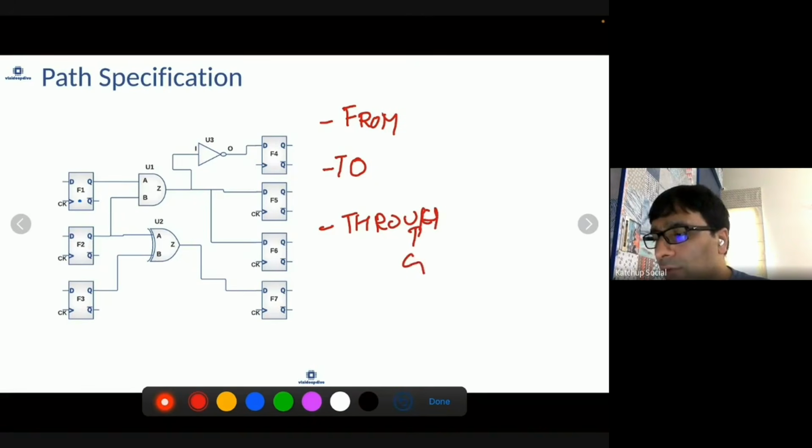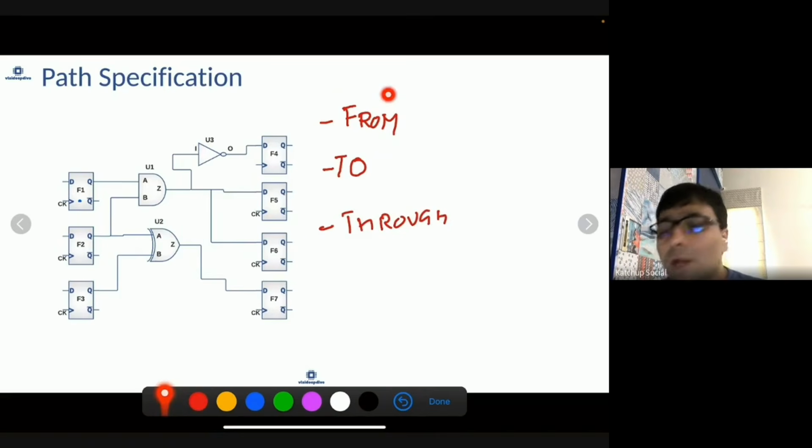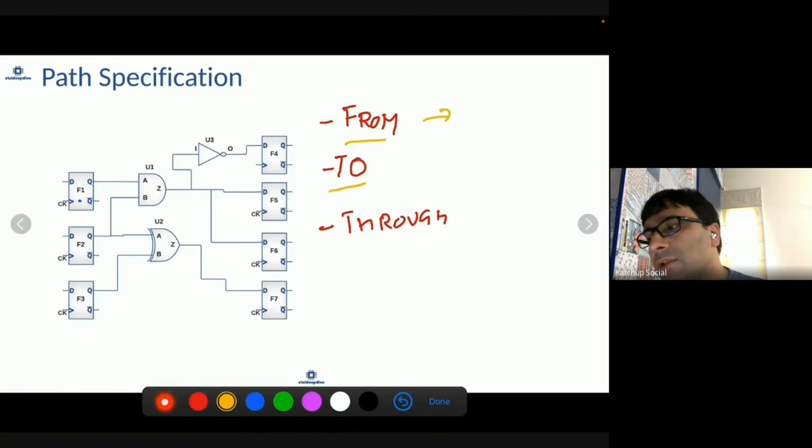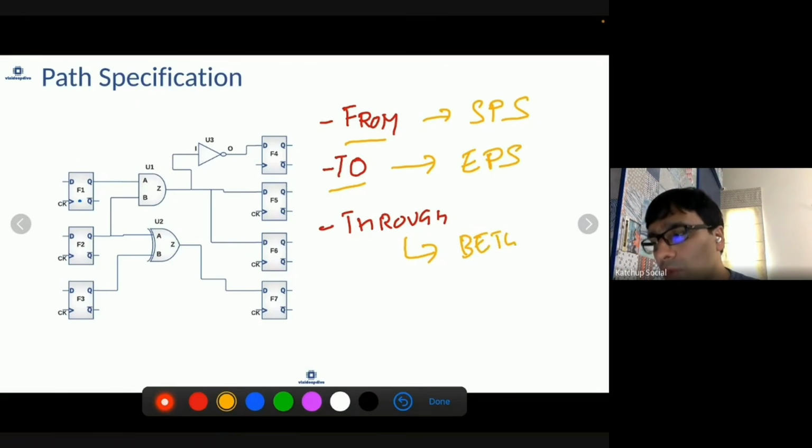So what are these options? From, to, and through. From is used for the start points. And start points are what? Either ports or typically clock pins of the flops in the design. To option is typically used for endpoints. Through is used for nets or nodes, which are combinational nodes between the path from the start point to endpoint.